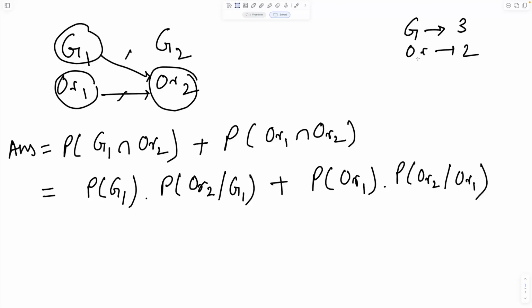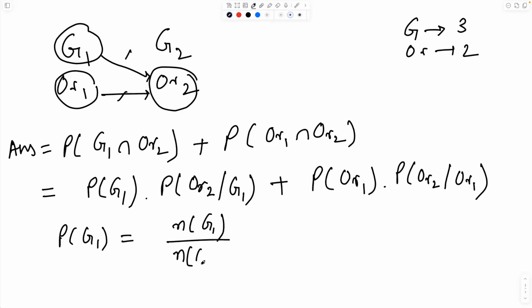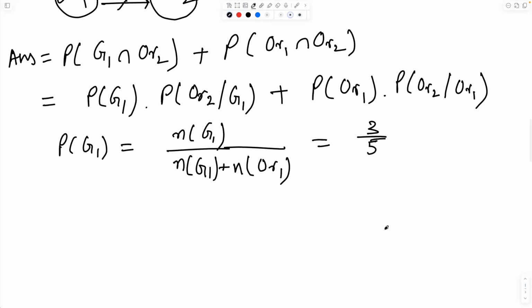With this information, I would say that P of G1 is going to be equal to the number of green balls in the first case scenario by the total number of balls, that is, the number of green balls plus the number of orange balls. And what is that going to give us? Extremely simple: 3 by 5. Likewise, the probability of OR1 is going to be 2 by 5. Very simple, very straightforward.